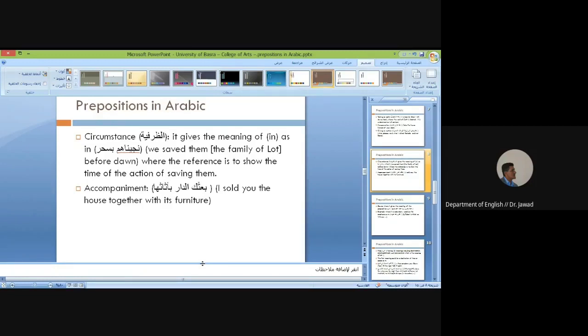Let us have a look at this Quranic verse. نجيناهم بسحر. نجيناهم بسحر. سحر وقت السحر يعني. So we saved them. This them refers to the family of Lot. يعني قوم لوط يقصد. We saved them before dawn, قبل الفجر, which is the time of السحر, where the reference is to show the time of the action of saving those people.